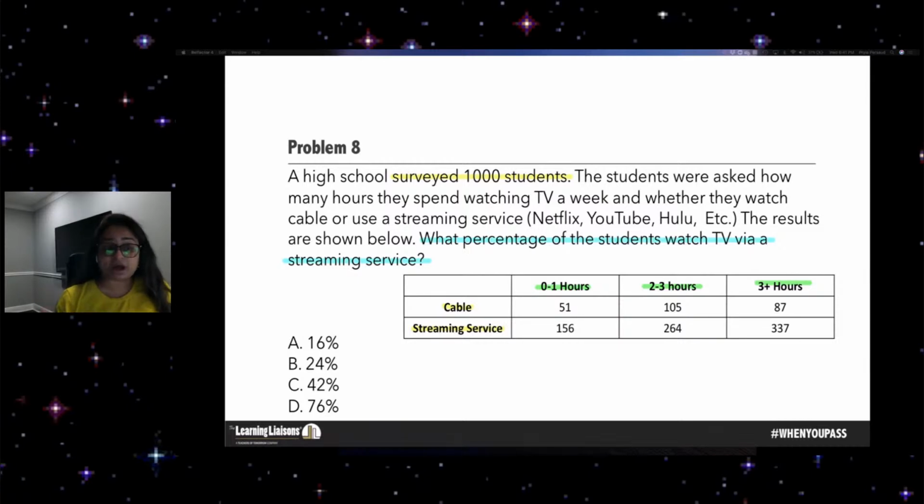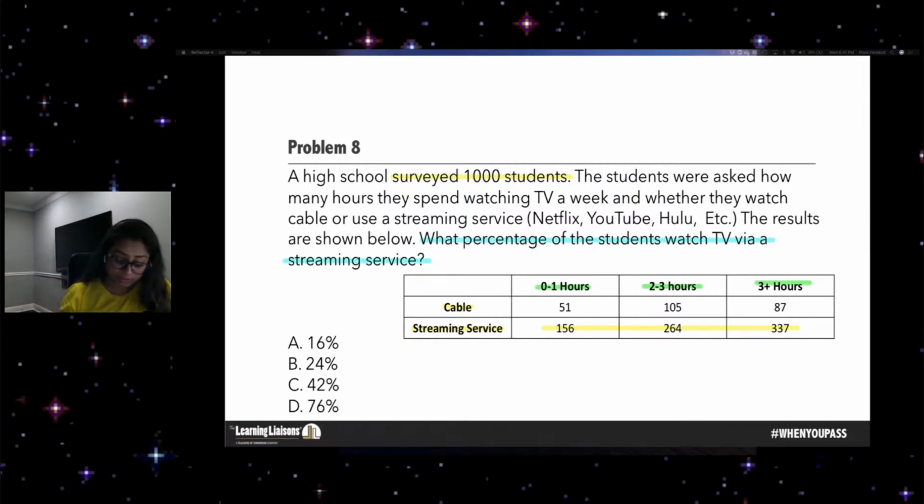Were they specific on the time frame that these students watch TV? No, they were not. There was no specification on the amount of time the students watched a streaming service. They're just telling us a streaming service. So that tells us that when we're solving the problem, it means all of the students that use a streaming service have to be included. In order to do that, we have to look more at what that total would be.